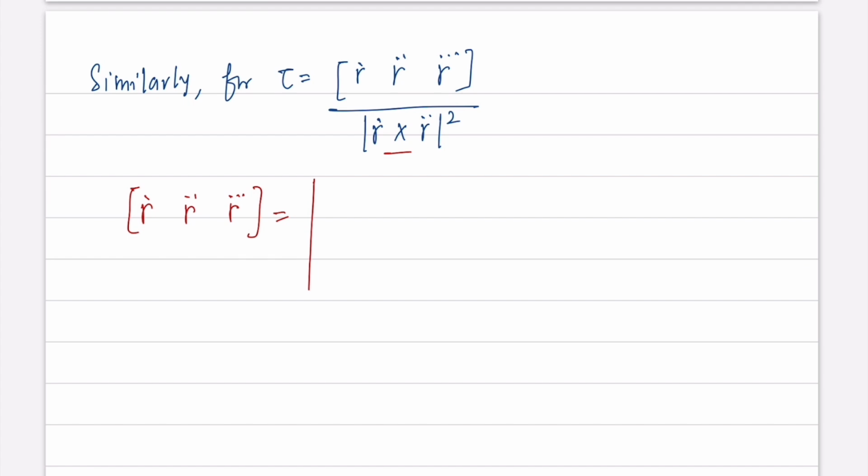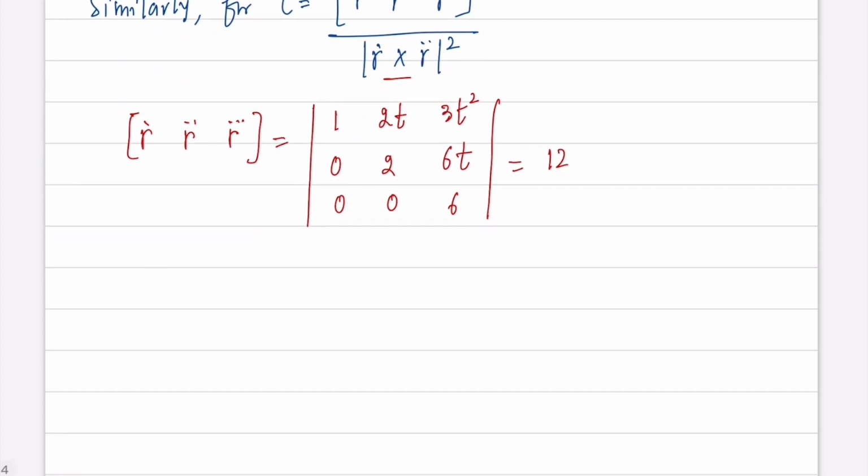This is a 3 by 3 determinant with the first row as the 3 coordinates of r dot, which are 1, 2t, 3t². Now its second derivative is 0, 2, 6t, and the third derivative is 0, 0, 6. So this whole determinant is equal to 6. Sorry, this is equal to 12.